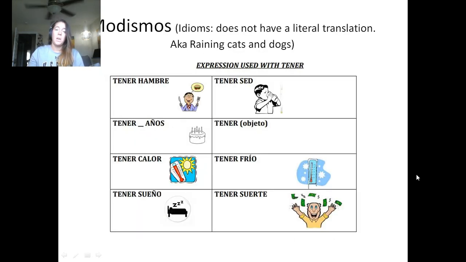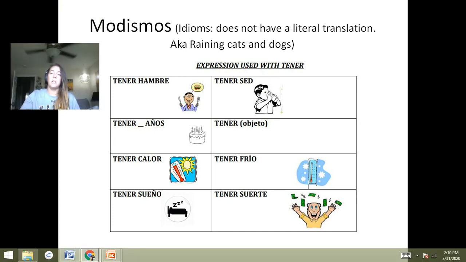All right. Now, in addition to learning about the verb tener, one uses the verb tener when we're talking about modismos. Modismos in English are idioms that do not have a literal translation, aka it's raining cats and dogs. Obviously, it's not literally raining cats and dogs, but we use it to signify that it's raining very heavy. We have these in Spanish also.